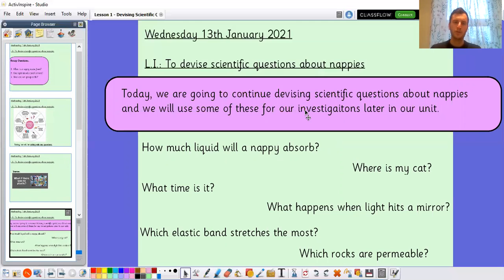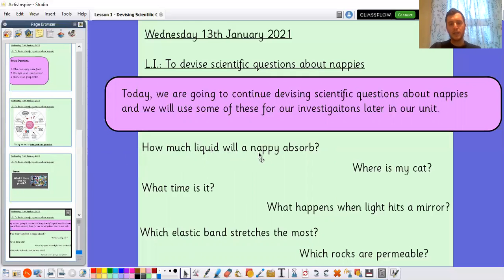Now, to test your knowledge of scientific questions, I've got some questions on the board. Some of these are scientific, some of these aren't very scientific. Maybe you can group them into which ones are scientific questions and which ones are non-scientific questions. Let's have a look at them together.